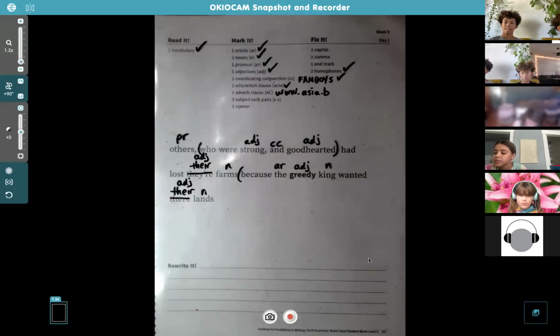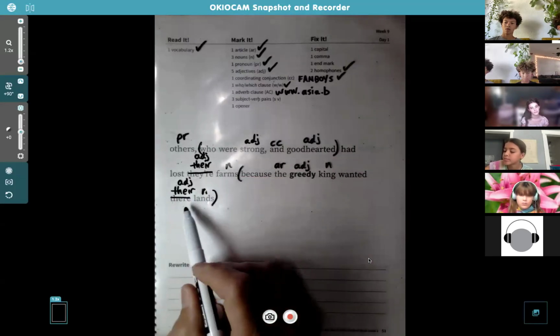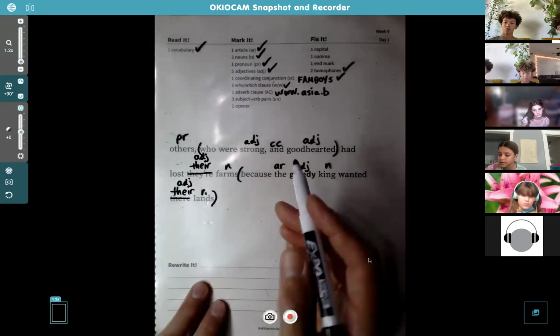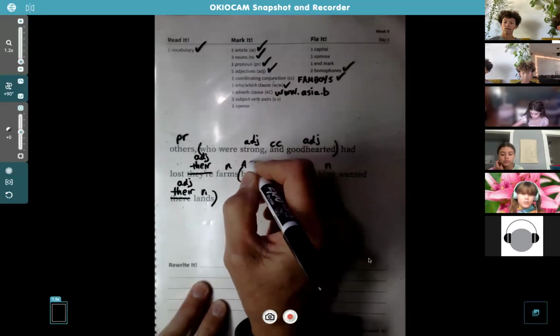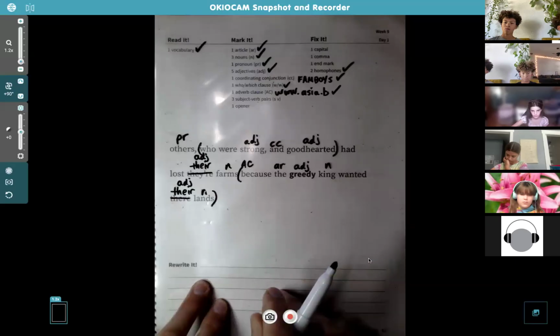After greedy. Nope. Keep going. Is it after land? Yes, it's all the way to the end. Very good. So because the greedy king wanted their lands, that's the whole clause telling why. We're going to label it AC for adverb clause.